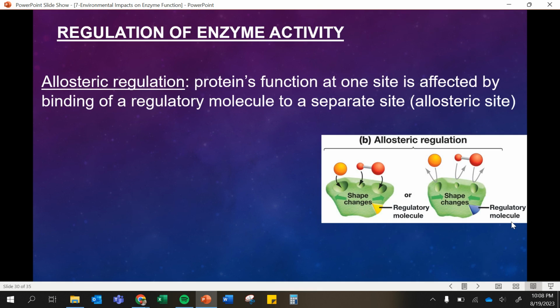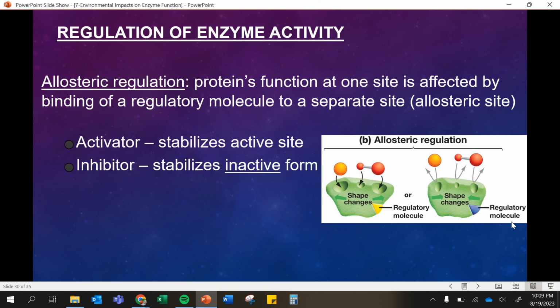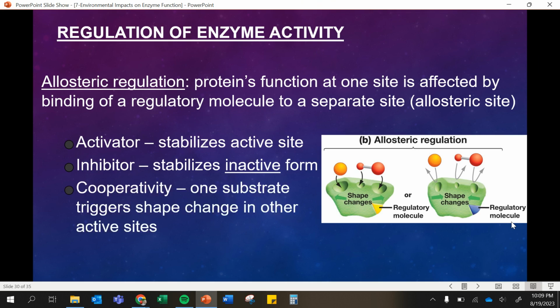Allosteric regulation, again, allosteric is a site other than the active site. A protein's function at one site is affected by the binding of a regulatory molecule on the other site. So not only can we have inhibition happening, we can also have activation happening at an allosteric site. Sometimes those molecules that bind to the allosteric site activate, and sometimes they inhibit the enzyme. It just depends on the example. So we have cooperativity happening where one substrate triggers the shape change in another active site. So we can have that happening as well.